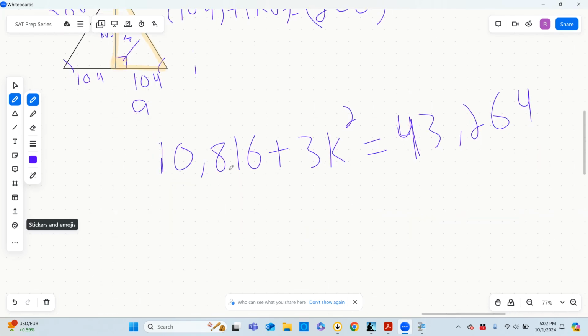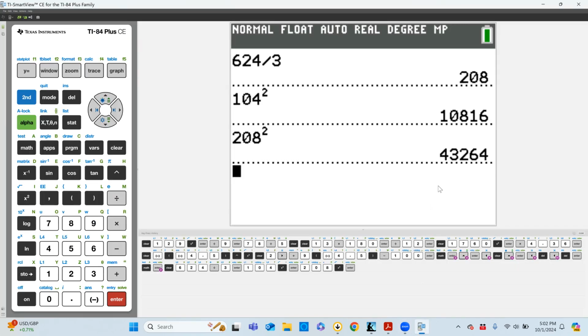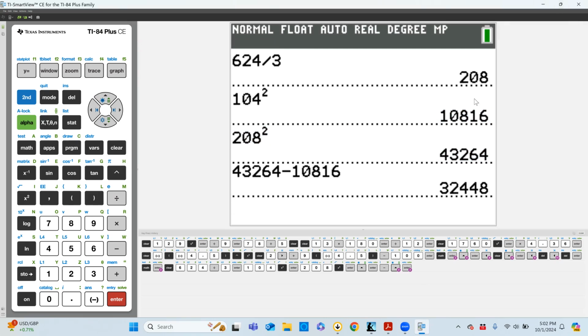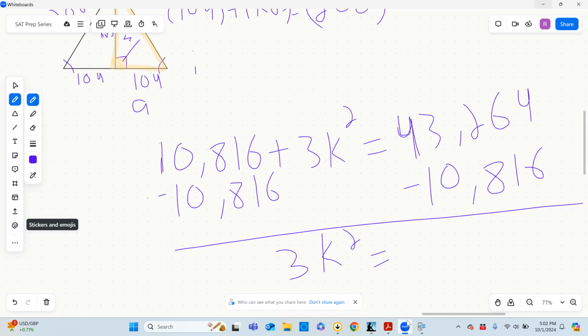So it looks like I have to subtract 10,816 from both sides. And I'm going to get 3k squared equals, let's do some subtraction. We're going to do this minus this, and that gives us 32,448. We know in the next step we're going to have to divide both sides by 3.